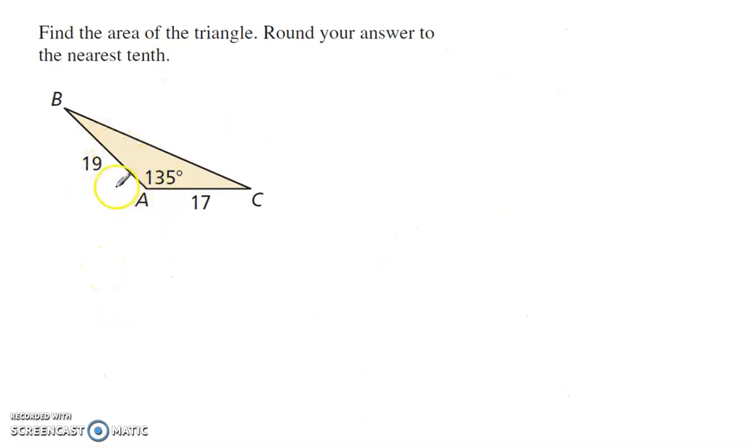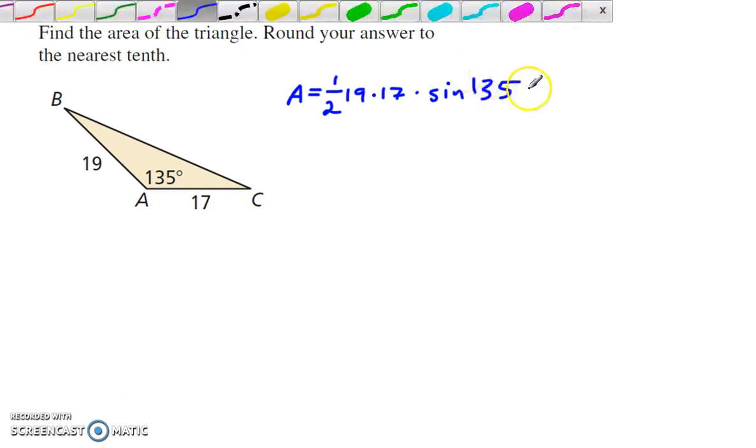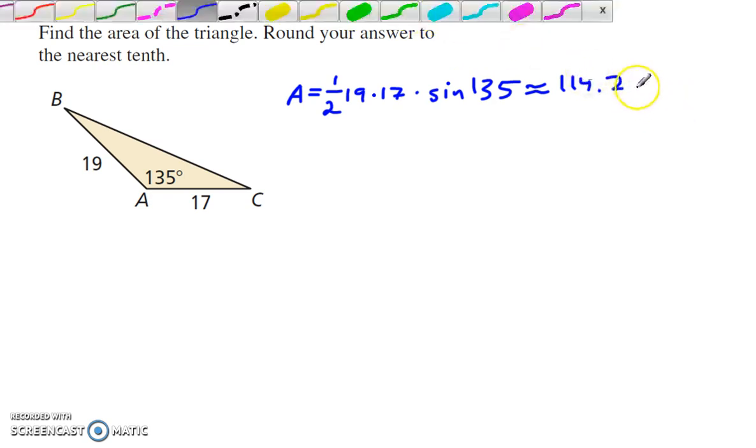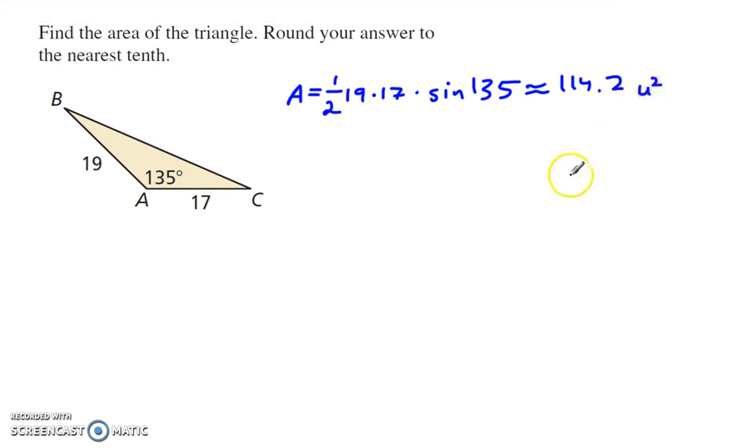Alright, let's find the area of this triangle. Look at that. Conveniently, we have two sides and the included angle. So the area is 1/2 the product of those two sides, 19 times 17 times sine 135. Type that in and you get an area of approximately 14.2, and that's whatever units we're using squared.